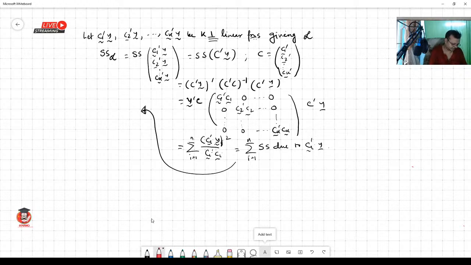And we can easily generalize this result, that is, let script L I be a subset of script L.